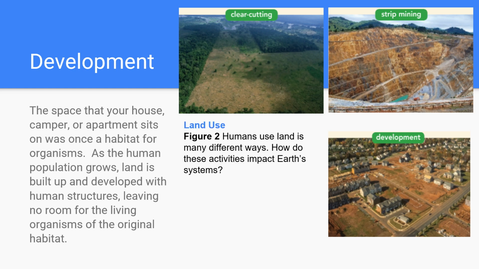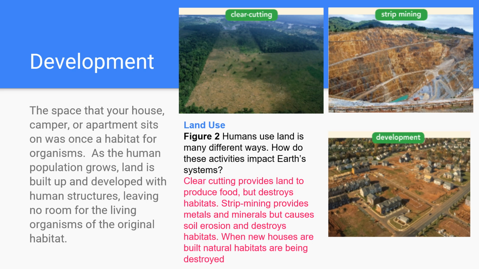Here we have figure 2, land use. Humans use land in many different ways. How do these activities impact Earth system? So we have an example of clear cutting, strip mining, and development. So clear cutting provides land to produce food, but destroys habitats. Strip mining provides metals and minerals, but causes soil erosion and destroys habitats. When new houses are built, natural habitats are being destroyed.